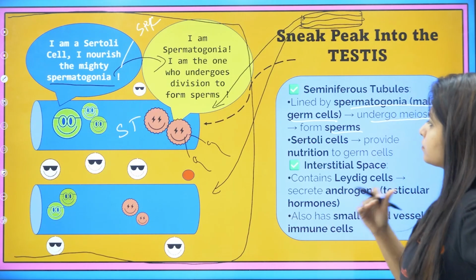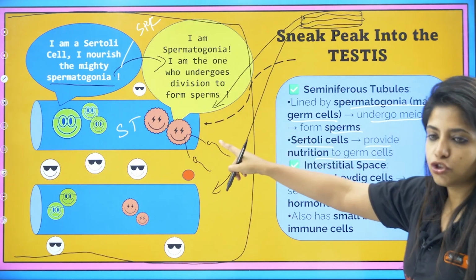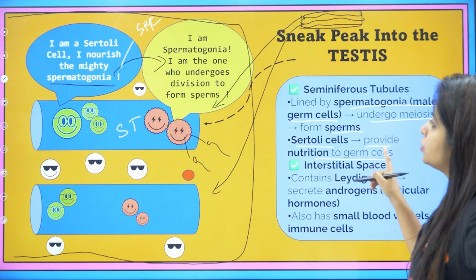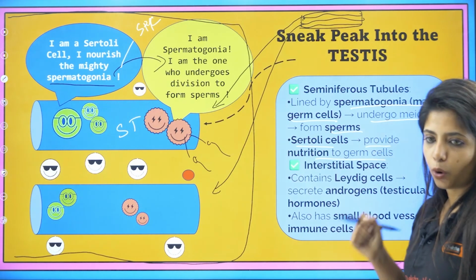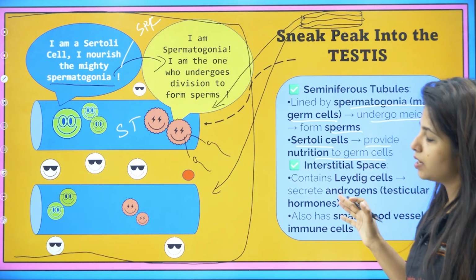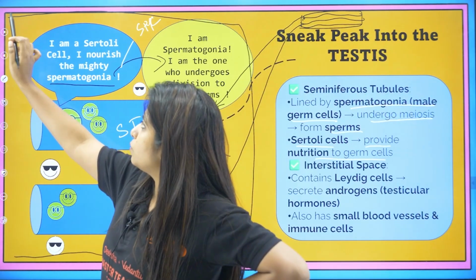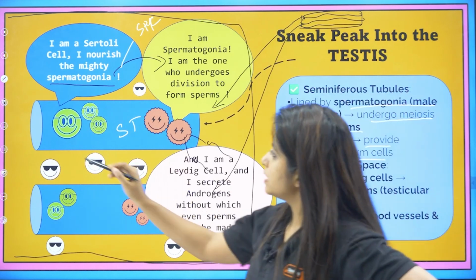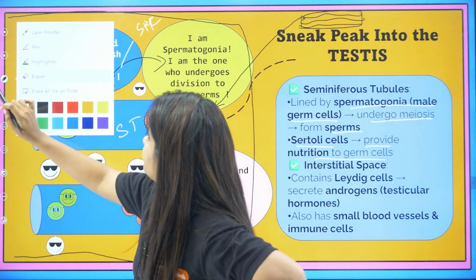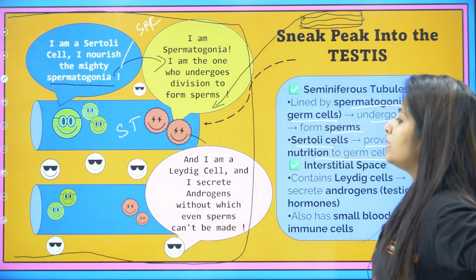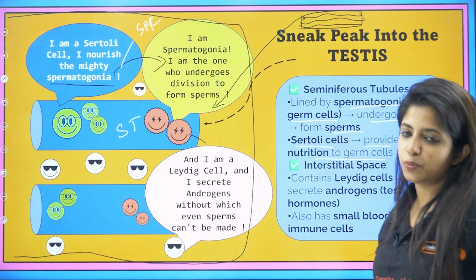Okay. Now, what does Sertoli cell do? They provide nutrition to the germ cell, or they provide nutrition to the spermatogonia so that they can divide properly. Okay, either way it works. Now, my dear children, if you see there is one more guy over here. Let's see what he has to say. He says that I am Leydig cell and I secrete androgens without which even sperms cannot be made.